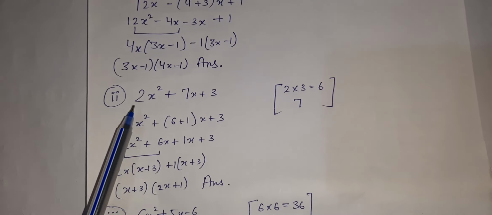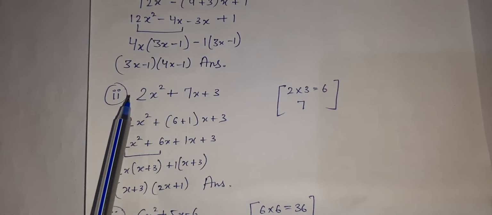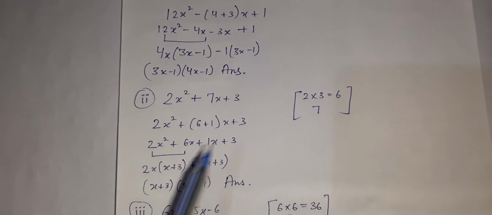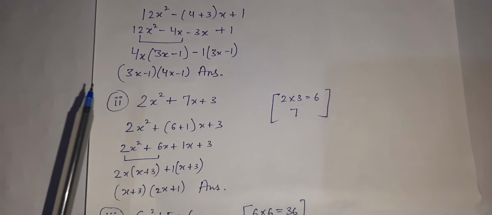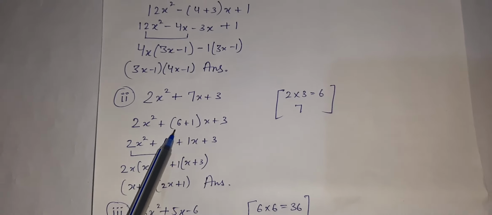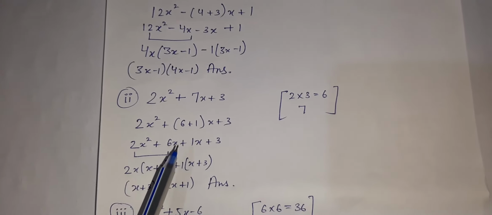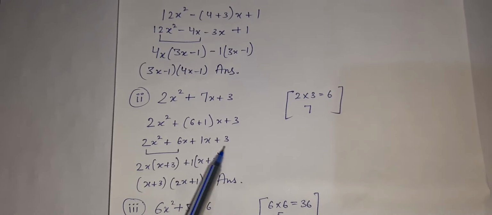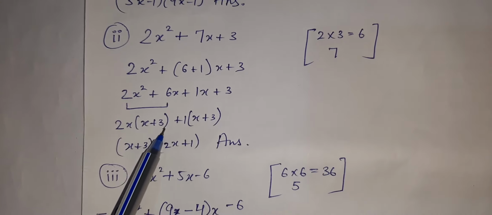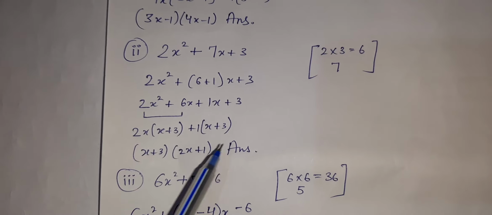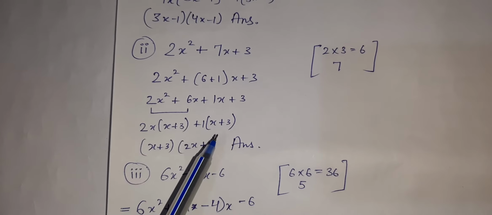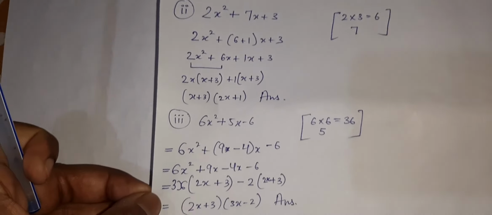See second part. 2x square plus 7x plus 3. First and the last, 2 3s are 6. In middle, 7. I have broken 7 in such a way, 6 plus 1, 7. And 6 1s are 6. 6x plus 1x plus 3. Taking common from them, 2x is common. What is left? x plus 3. Same, it is left x plus 3. From the whole we have taken x plus 3 as common. What is left? 2x plus 1 is the answer.